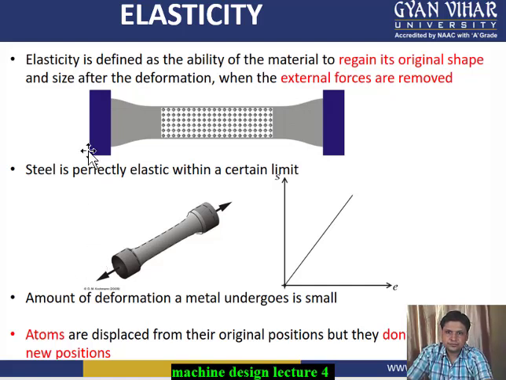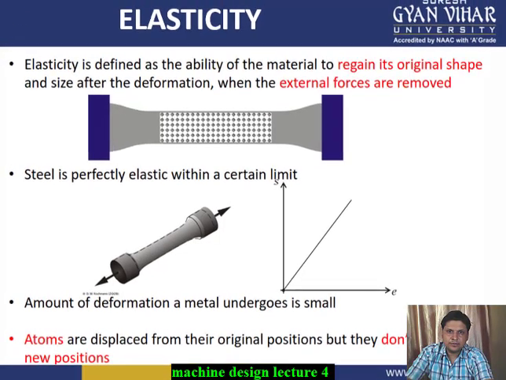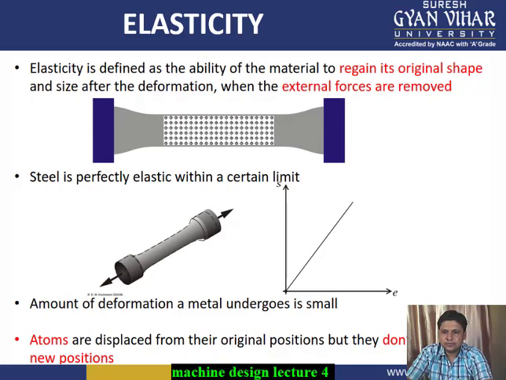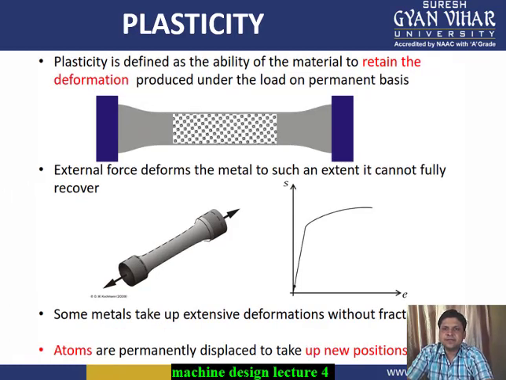Now, moving again to the next slide. Plasticity, just the opposite of elasticity. Plasticity is defined as the ability of the material to retain the deformation. Means if you are applying any load on the material, and it doesn't return back to its original position, then that property is known as plasticity. Some materials are high on plasticity. Whenever you deform them, they don't return to their original position. Such materials are known as plastic materials.